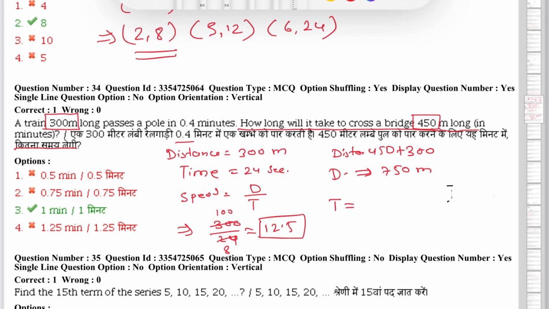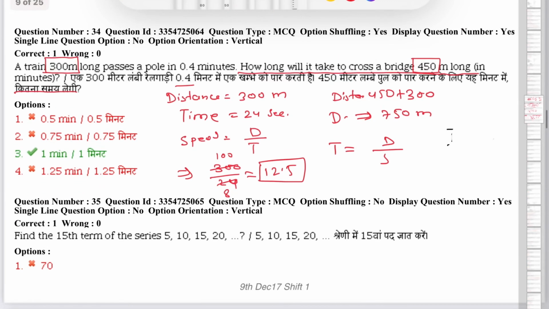To find the time, we have to do distance upon speed. I'll try to solve it here. So distance upon speed: distance is 750, and speed is 12.5 meters per second. We do not need to change anything here because this is in meters and this is in seconds, so we can directly cancel. When we solve it, it will be 7500, because when we remove the decimal, a 10 is added, and this will be 125.